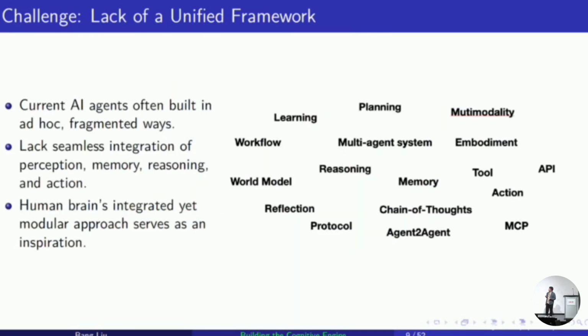And also we can see there are so many different topics, right? So let's say people are talking about learning, planning, reasoning, the workflow, the MCP agent-to-agent protocols, tools, like skills, and so on, world models. So I would say many current AI agents are built in an ad hoc style. They don't have a quite comprehensive framework, and simultaneous integration of different paths. And the human brain is a more integrated yet modular approach that served as inspiration. So we want to come up with a more well-defined framework.